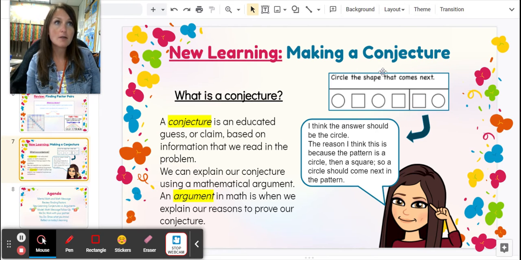Okay, it could look like this. Here's a question. Circle, square, circle, square. Circle the shape that comes next. Would it be a square or a circle? So I have to think, what's my answer? That's going to be my conjecture. What do I think is going to be the shape that comes next? Well, I think the answer should be a circle.